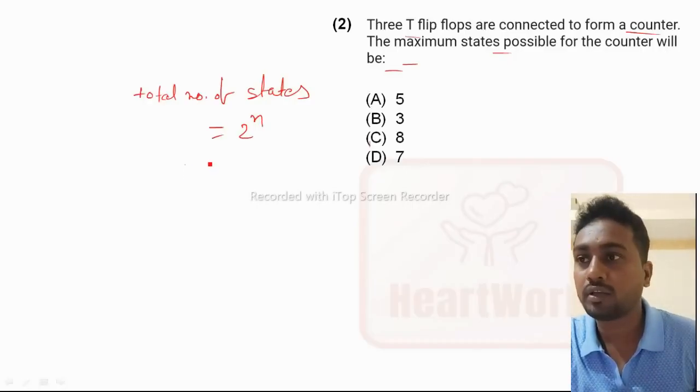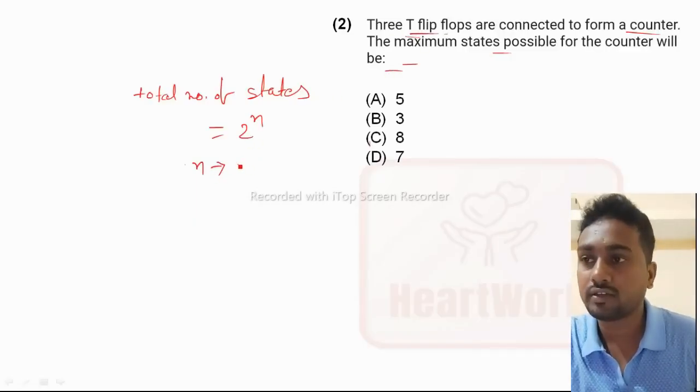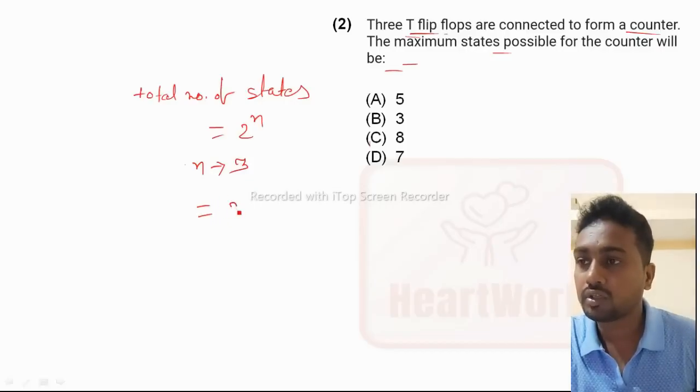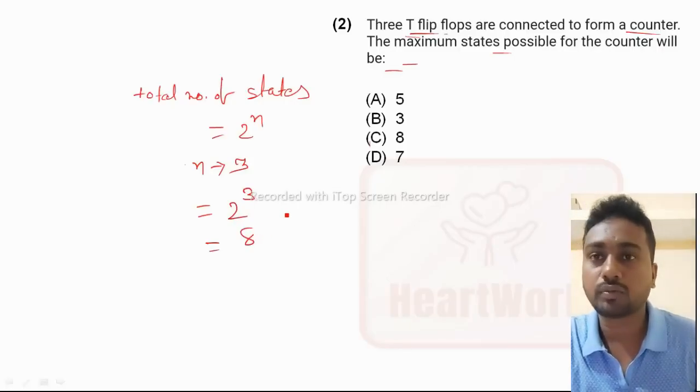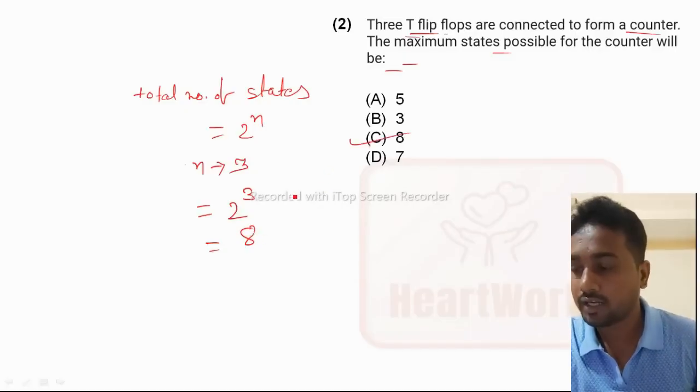So how many is n here? 3 T flip-flops are given, so the number of flip-flops is 3. So it is equal to 2 to the power 3, that is equal to 8. So the maximum state possible of the counter will be 8. Option C is the right answer.